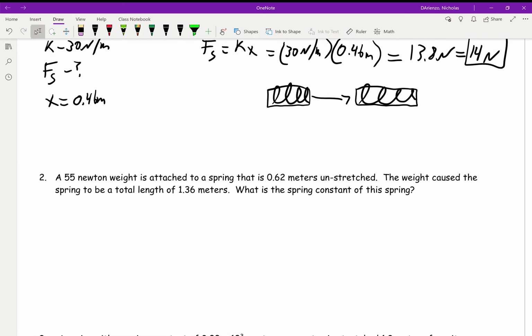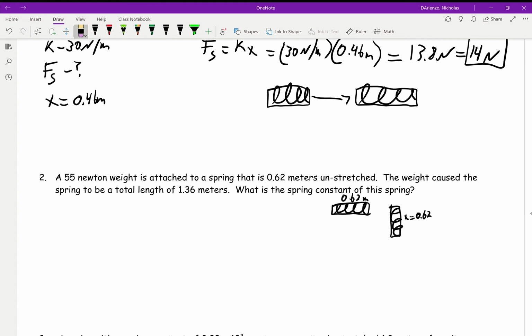Number 2. A 55 Newton weight is attached to a spring that is 0.62 meters unstretched. The weight caused the spring to be a total length of 1.36 meters. What is the spring constant of the spring? So, we have a spring here, unstretched, it's 0.62 meters. I should probably draw this vertically, considering something is hanging from it.